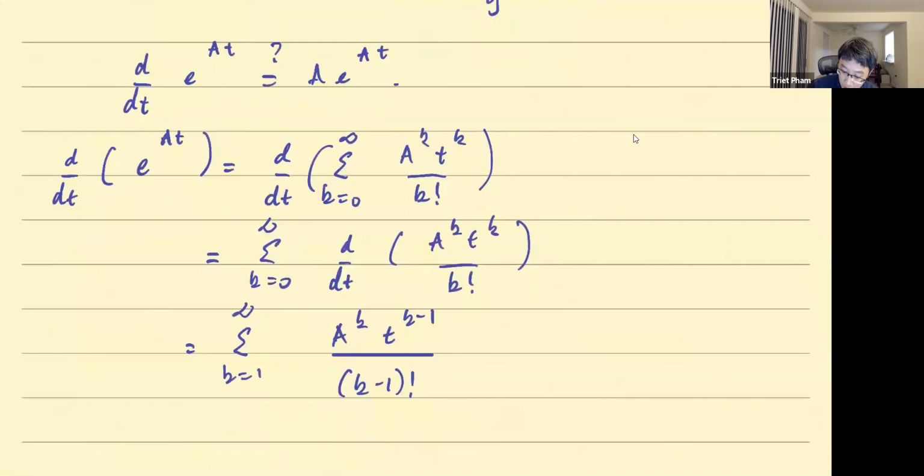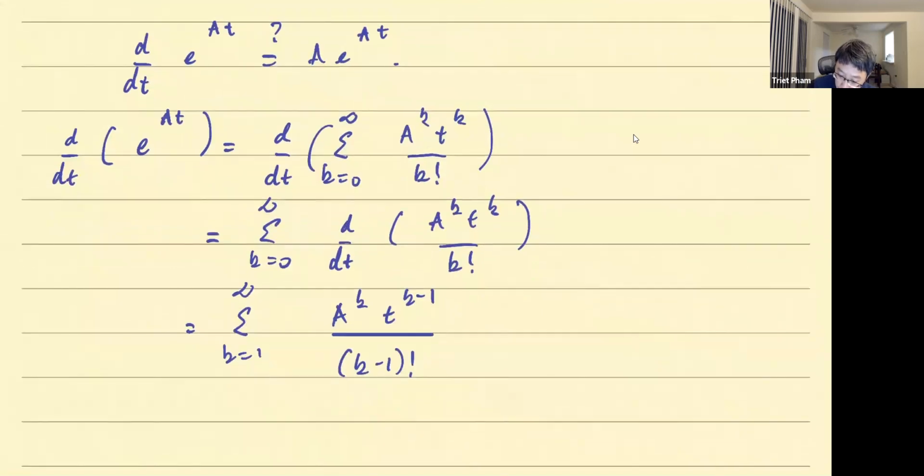Okay. Then this will be, right? I take out one single a. I got A to the k minus 1, t to the k minus 1 over k minus 1 factorial.